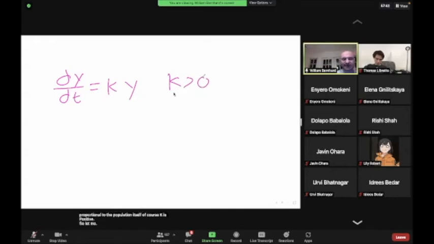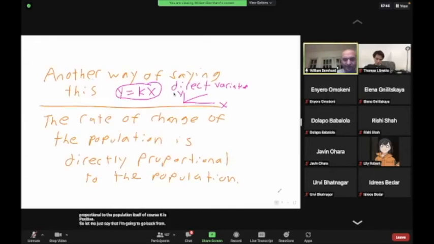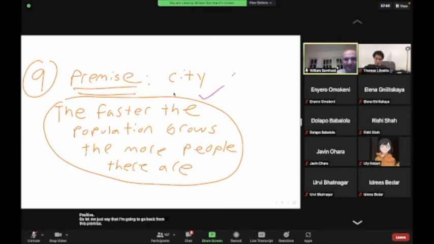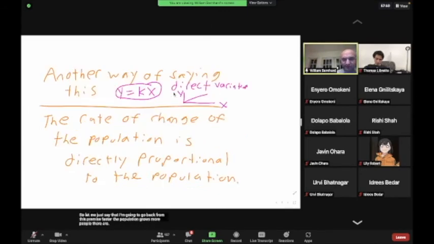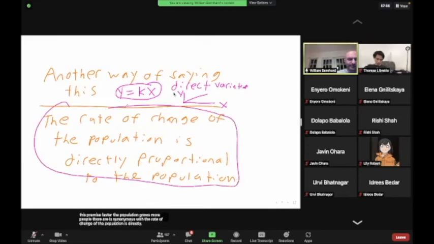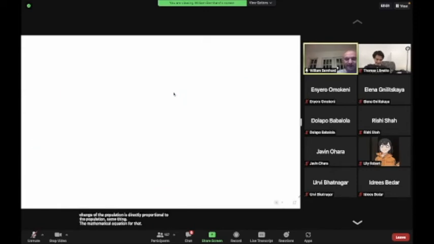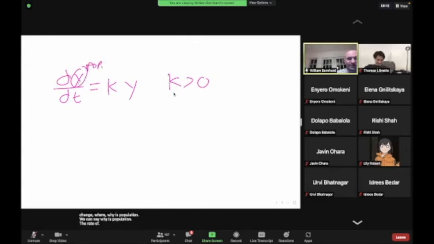Let me go back for a moment. This premise, the faster the population grows, the more people there are, is synonymous with the rate of change of the population being directly proportional to the population. Same thing. The mathematical equation for that is this, where y is population. The rate of change with respect to time of the population is directly proportional to the population. So dy/dt is equal to ky.